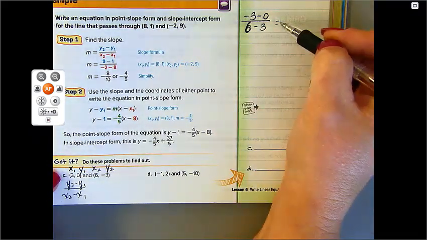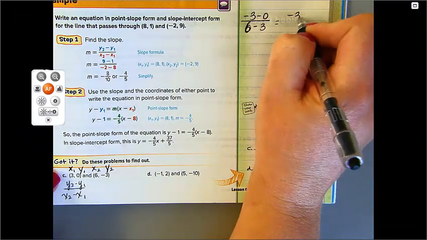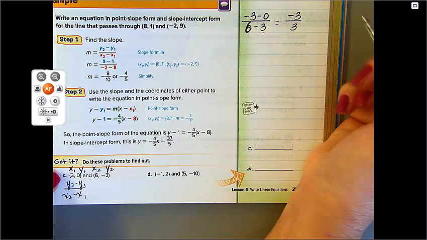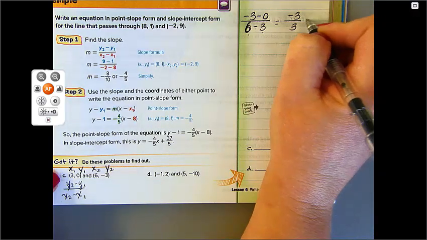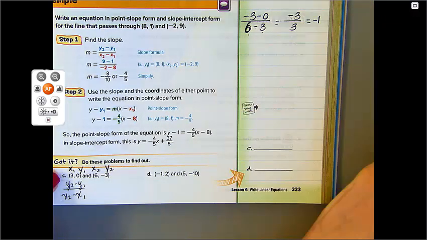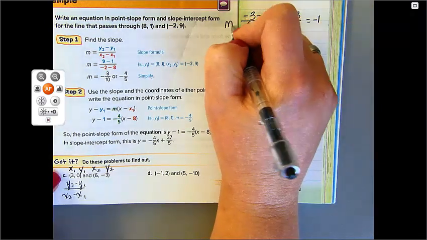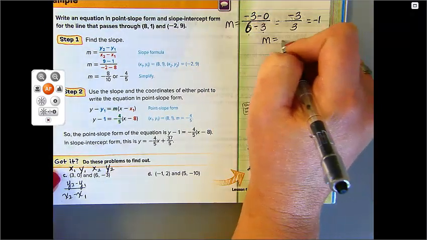So a negative 3 minus 0 is a negative 3. And 6 minus 3 is 3. So I have a negative 3 over 3, which equals a negative 1. So I know my slope is a negative 1. So this is for slope. Okay?